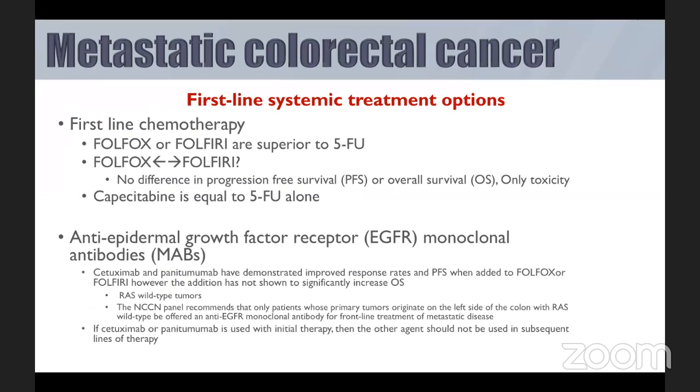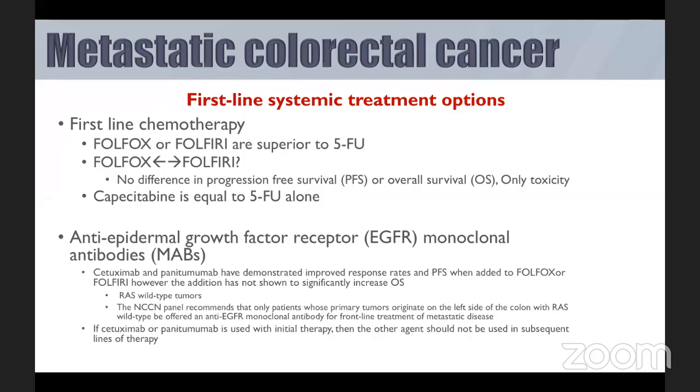So for the first-line systemic treatment option, as in the question that you answered, FOLFOX or FOLFIRI, either one of them you can start with, although it depends on the patient's risk factors and tolerability profile. For example, a diabetic patient with peripheral neuropathy, you don't want to give them FOLFOX, as it might worsen their peripheral neuropathy.